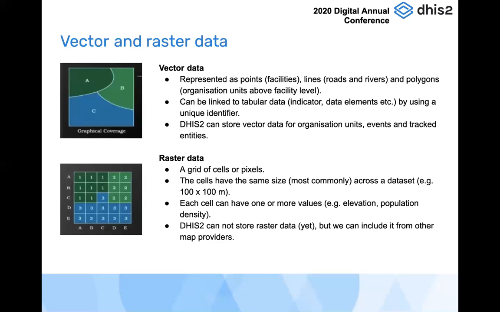Raster data, on the other hand, is instead of represented by these geometry types, a grid of cells or pixels. So the population data we just looked at was represented as raster data, and that had a resolution of 100 by 100 meters. Then for each and every cell within this raster data, there will be one or sometimes more than one value. It could be the population, elevation data, or whatever. So we don't support storing of raster data in DHIS2 so far, but you can import the data.